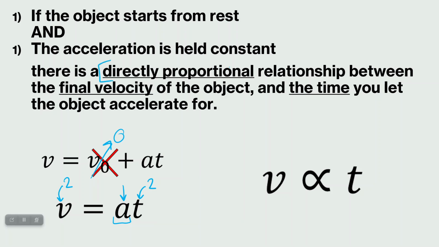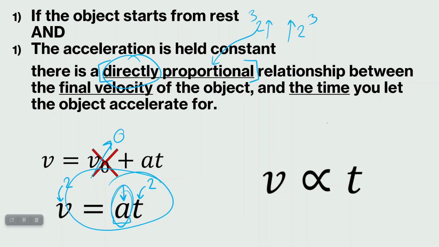We have a very special word for this. This is called directly proportional. Now, proportional just means two things are going to relate to each other. They're going to grow or shrink together, but directly proportional means they grow or shrink at the exact same rate. So again, I double one, I double the other. I triple one, I triple the other. And that relationship exists between velocity and time as long as acceleration is held constant.